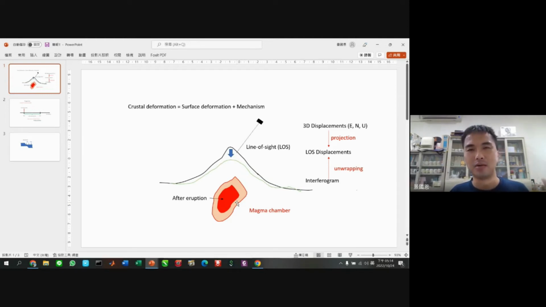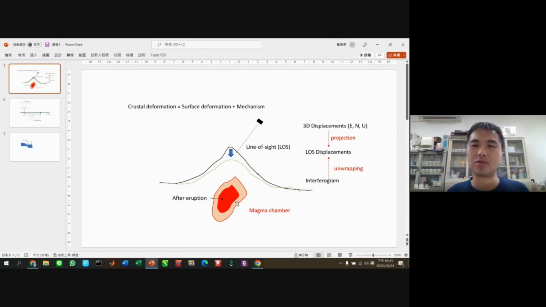Then how could we use the InSAR result to help us study the earthquake potential estimate or earthquake prediction? But always keep in mind, InSAR or line of sight displacement is just one of the geodetic techniques, and all kinds of geodetic techniques have their limitations.